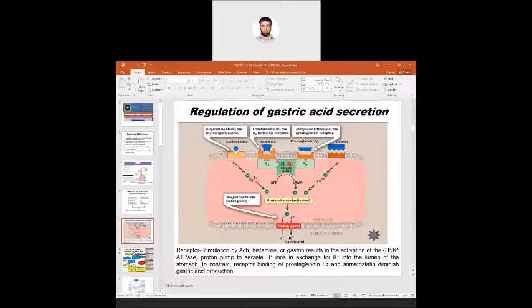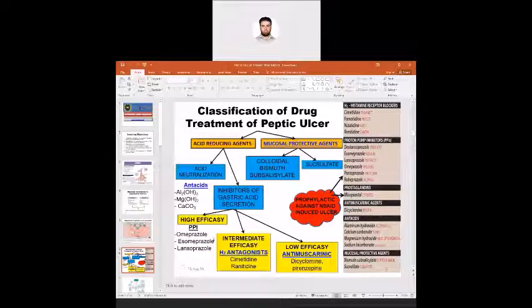So how do we classify the drugs that are used for the treatment of peptic ulcer? We classify them mainly based on mechanism of action. So the mechanism of action can be acid reduction, number one, acid reduction, which we have mentioned a few examples of.